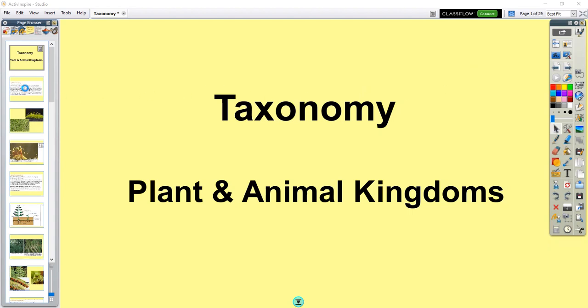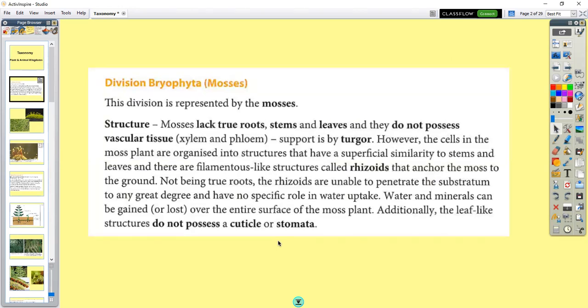Okay, the first division of these are called the bryophytes or mosses. Okay, they're more simple types of plants. They do not have true roots, they don't have stems, and they don't have leaves, and they also don't possess transport tissues, for example, xylem and phloem, which are known as vascular tissues.